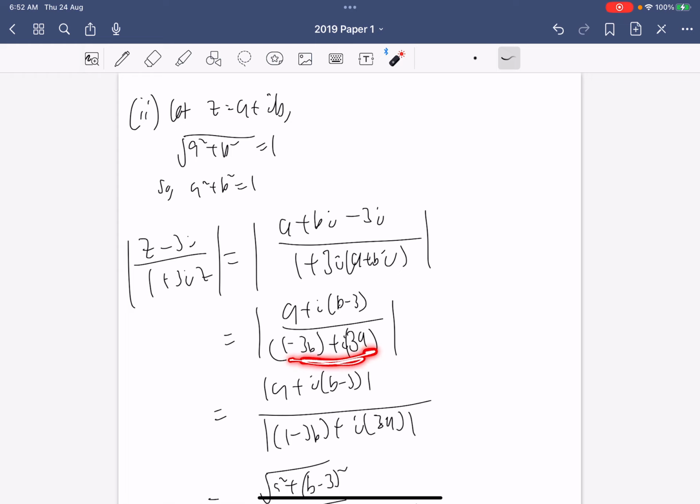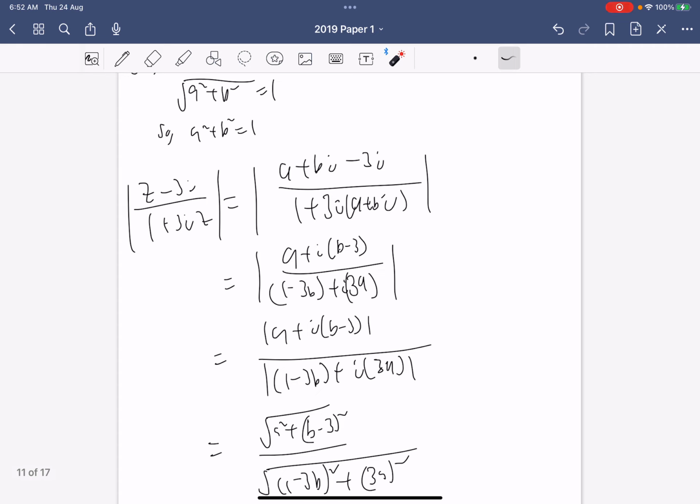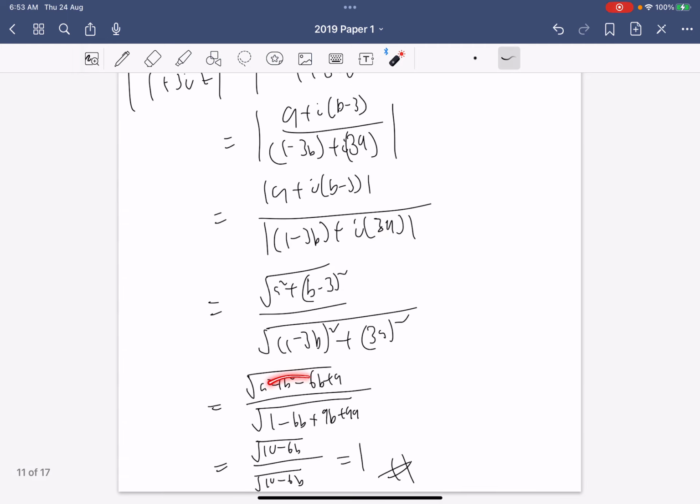Same thing, now we just times the conjugate, but we don't deal with the cosine and sine. Actually, in this case, we don't need to times the conjugate because this modulus can be written as the top modulus over the bottom modulus. So the top modulus, you just square root a squared plus b minus 3 squared, and the bottom is 1 minus 3b squared plus 3a squared. Then because this part you can expand out and the bottom you can expand out, we know that a squared plus b squared is 1, so this part is just 10 minus 6b.